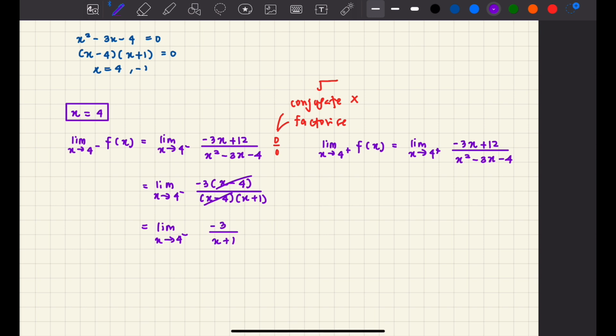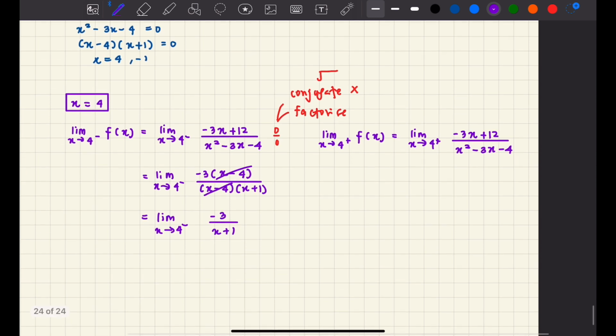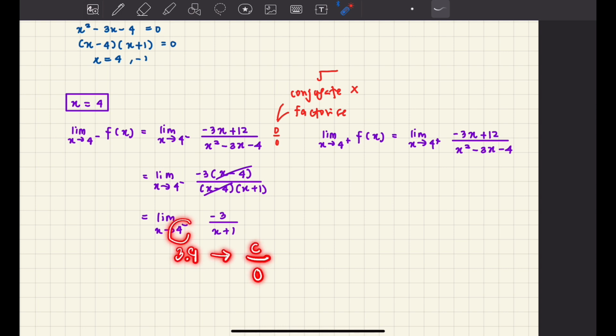Okay, now let's substitute the value. Okay, so substitute the value as it is juga. Jangan masukkan nilai 3.9. Okay, so we are using 3.9 if and only if kita akan dapat case constant over 0. Okay, bila nampak je over 0 dalam kita punya jawapan, barulah kita substitute nilai 3.9. Selain daripada itu, kita masukkan 4 je. Okay, so bila masukkan value of 4 dekat sini, awak akan dapat negative 3 over 5.